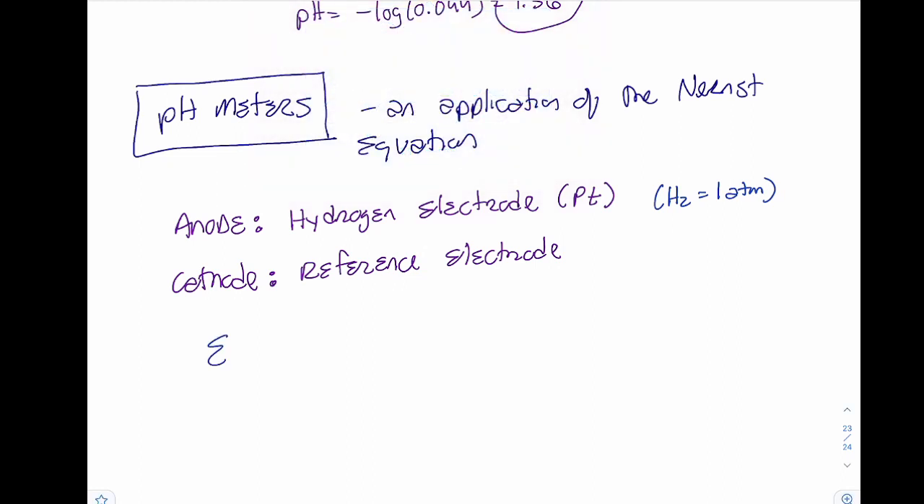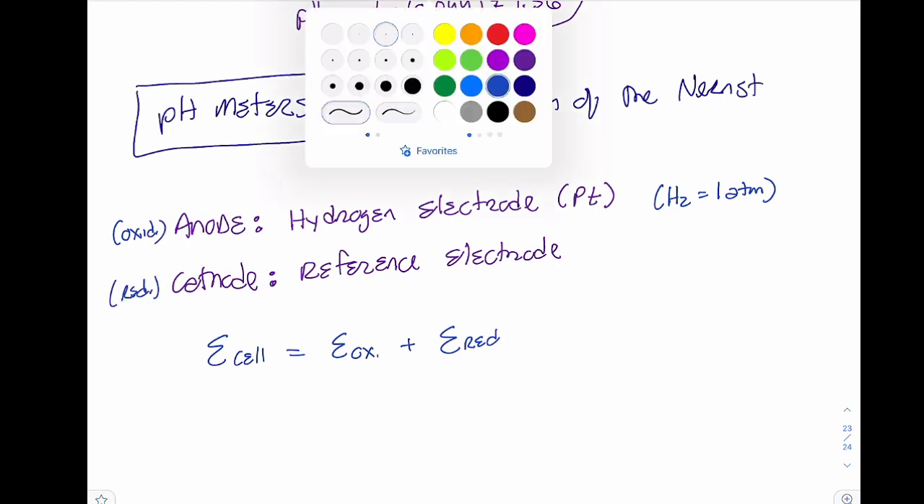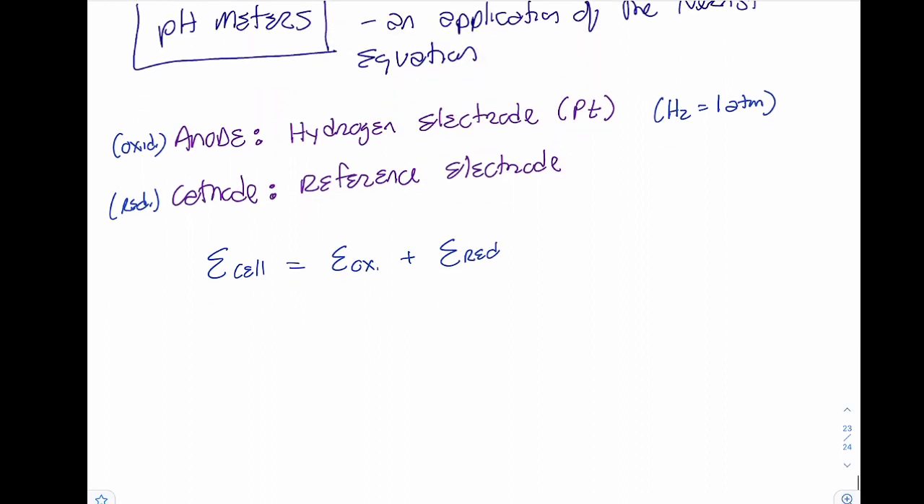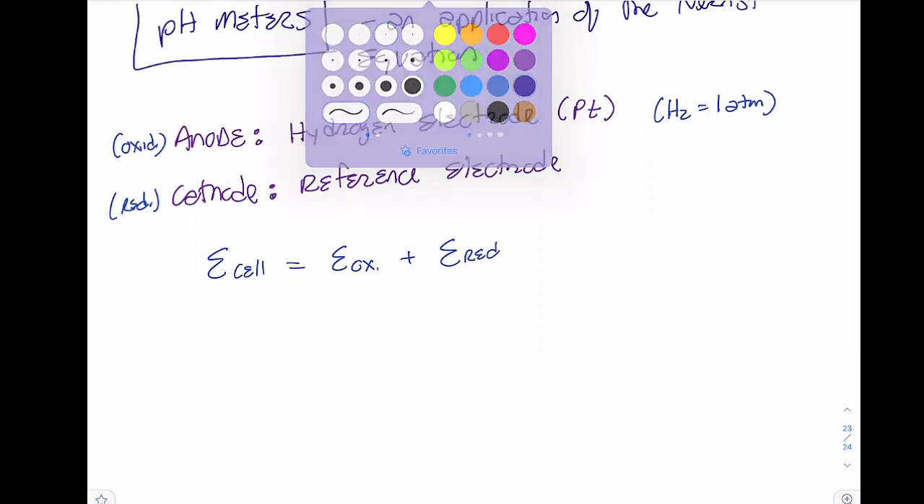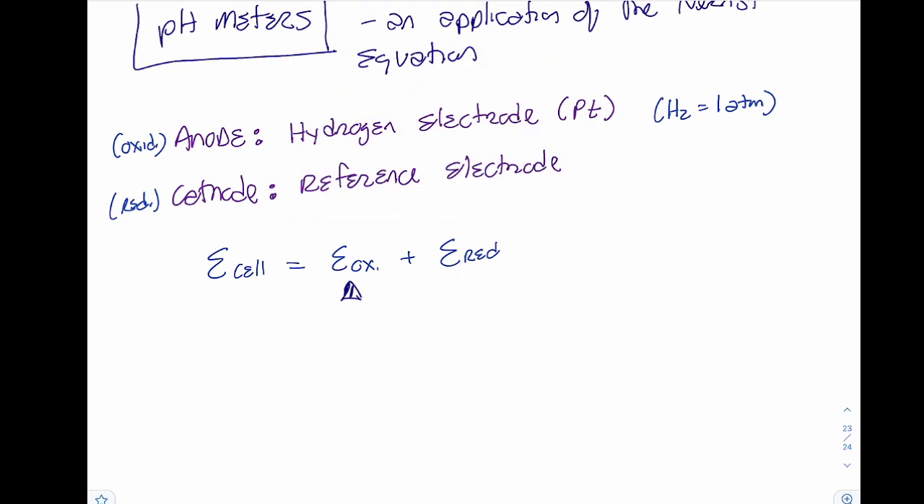We know that our cell potential is going to be equal to my cell potential for my oxidation half reaction, which is going to be my anode, plus my cell potential for my reduction half reaction, which is going to be that reference. My anode, again, is my oxidation. My cathode is that reduction. So what I want to focus on here first is just this oxidation.